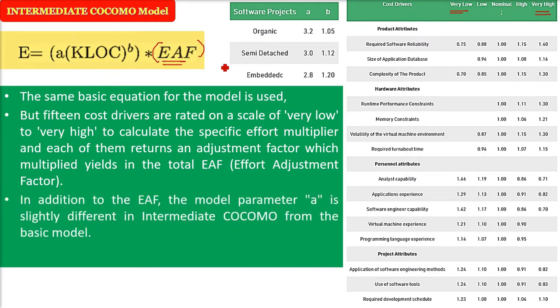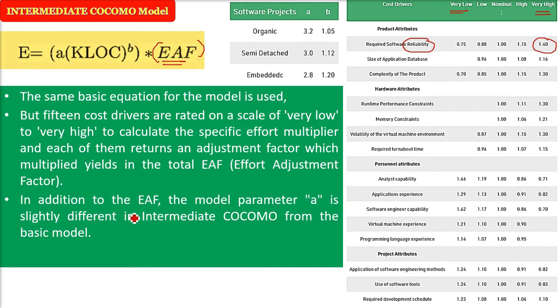So you are going to take, say, very high reliability. You are going to take this one, required software reliability. This is the product attribute, cost driver. If you want very high reliability for your project, you will take the value as 1.40 in EAF. If there are multiple values you have to take in your project, then you will take all the values and multiply them to get the EAF. It is simply the multiplication of these values.